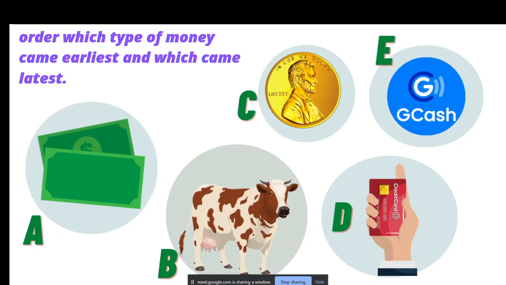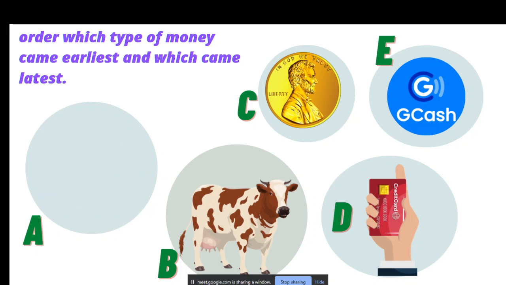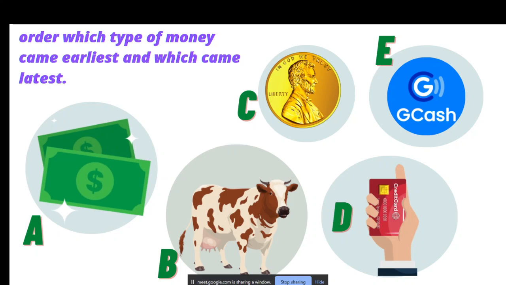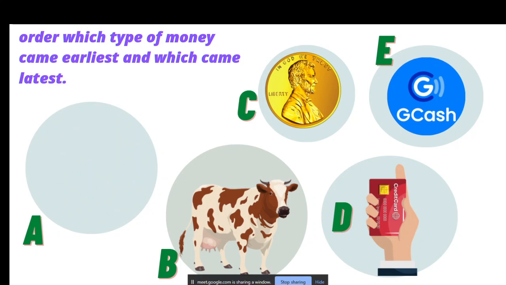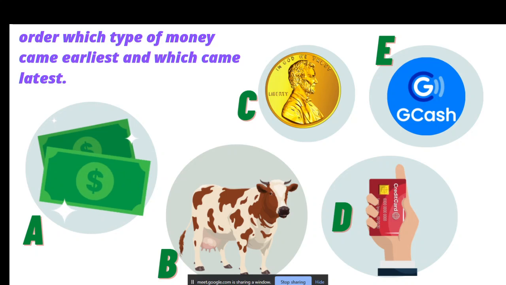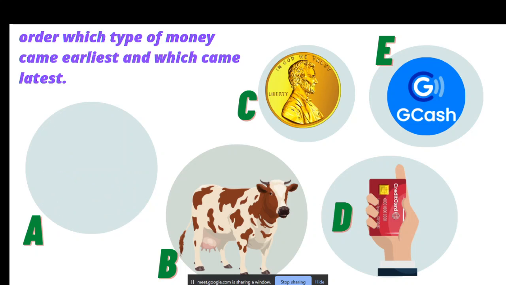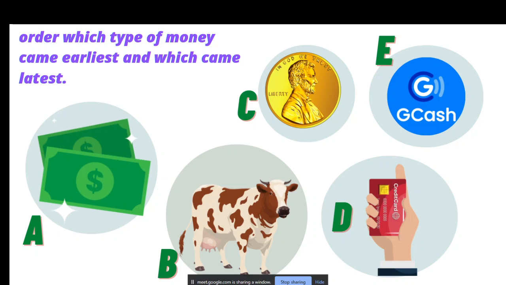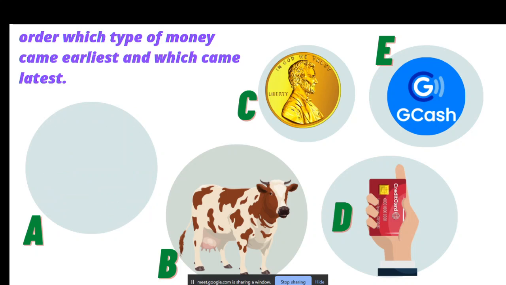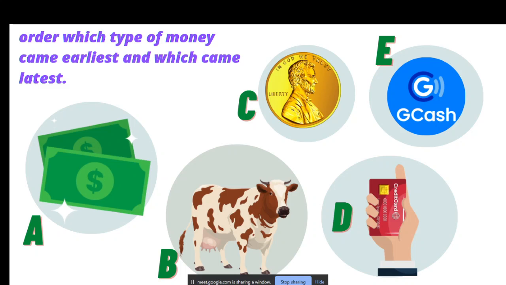So, with regards to this money, we have 5, yung 5 na natira na iyon. Let's try to order which type of money came earliest, yung pinakauna na nilabas or ginamit na pera, and then which came latest. Sige, let's have Jervon. Jervon, can you order using the letters A, B, C, D, and E? Which one came first? Saan dito yung nauna na pera, na ginamit na pera?